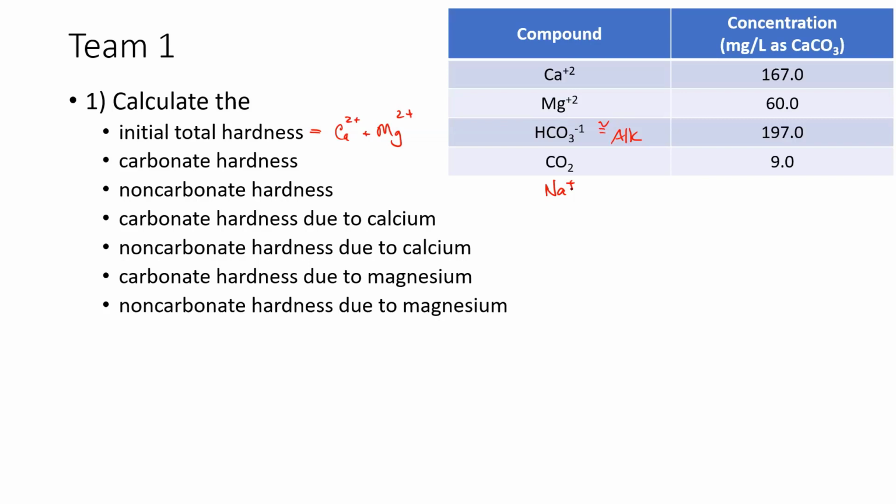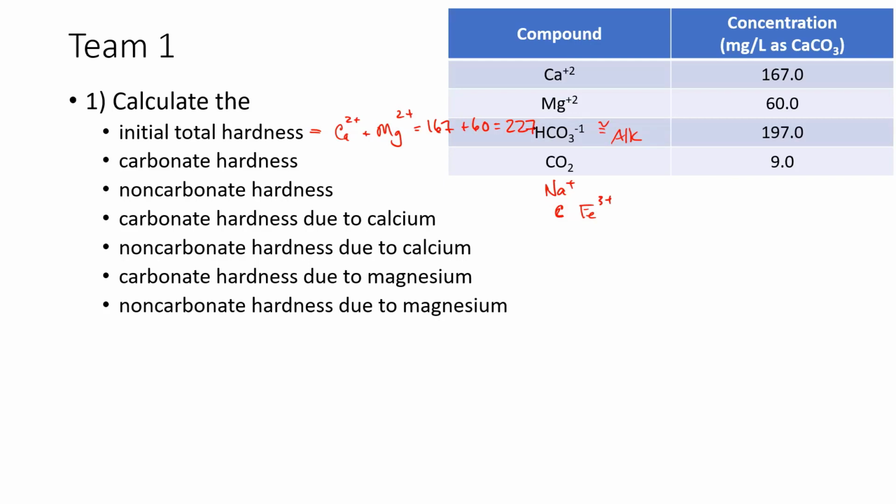No. Okay, we don't include sodium because remember your hardness are your polyvalent cations. So for instance, if we had a concentration of Fe3 plus or Fe2 plus, we would include that. Okay, so this is equal to the sum 167 plus 60 equals 227.